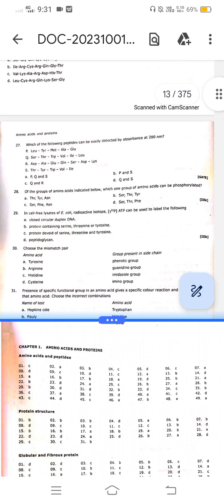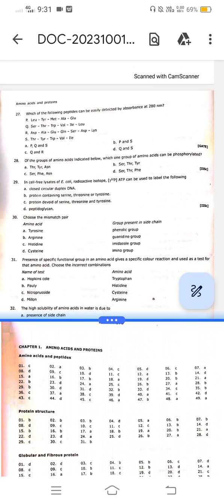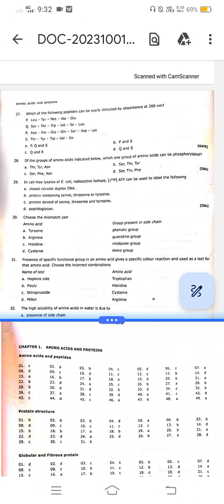Then which one of the peptides can be easily detected by absorbance at 280 nanometer? 27. Correct answer is actually A. Of the groups of amino acids indicated below, which one group of amino acids can be phosphorylated? Which one? B. Tyrosine. In the cell-free lysates of E. coli, radioactive isotope can be used to label the following. Which one? B. Protein containing serine, threonine or tyrosine.